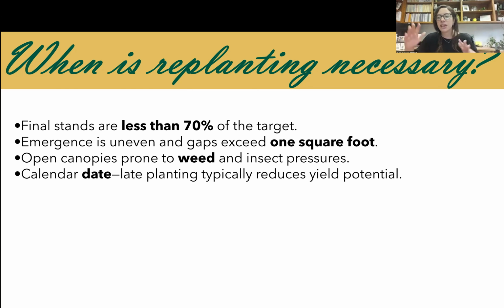So for them, if you have less than 70% of the target population that you were aiming for, then you should consider to replant. If you have gaps that are bigger than 1 square foot, you should consider to replant. If you have weed issues, you probably have to change this and be a little bit more strict with this. So probably it's not 70, probably it's even bigger.